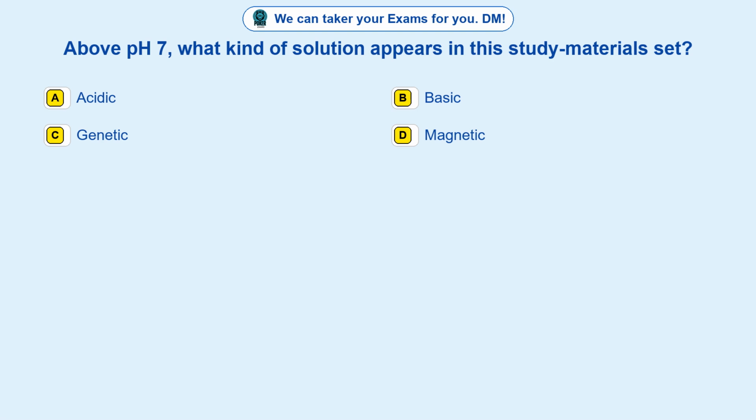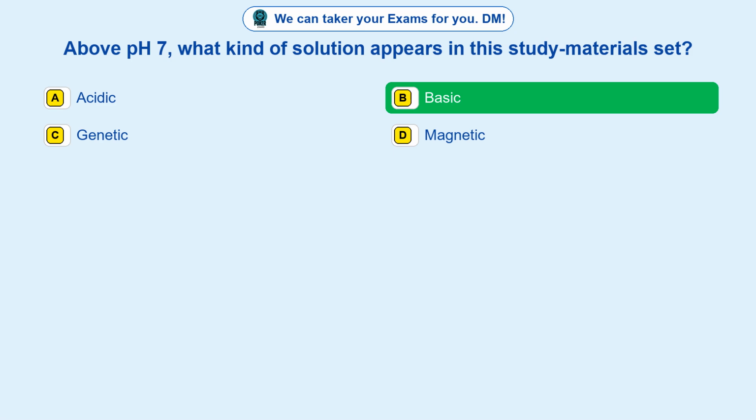Question 36. Above pH 7, what kind of solution appears in this study materials set? Option A, acidic. Option B, basic. Option C, genetic. Option D, magnetic. The correct answer is option B.